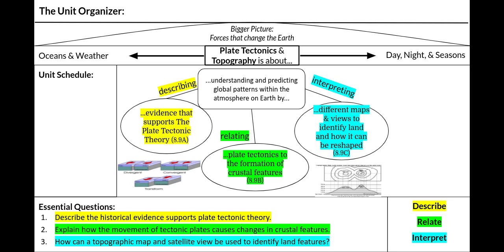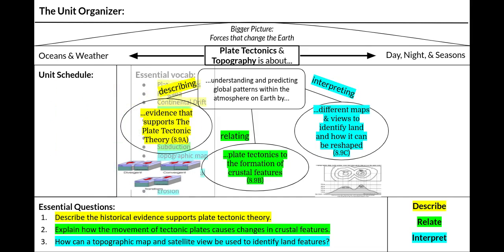The second essential question you should be able to answer when we're done with this unit is explain how the movement of tectonic plates causes changes in crustal features. And our third essential question is, how can a topographic map and satellite view be used to identify land features? So these are three questions that will guide your learning throughout the unit.